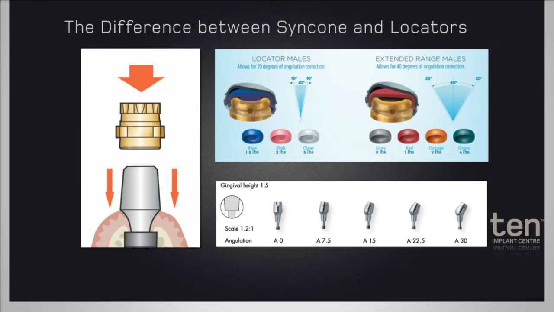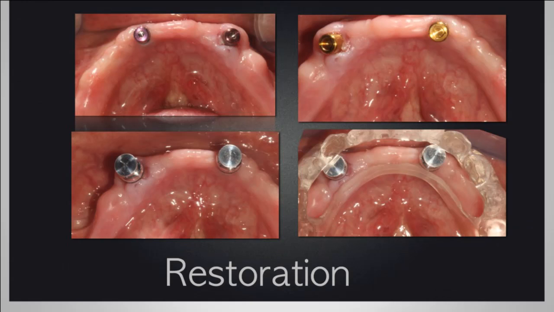With locators, the angular compensation is done via the attachment, either the locator male, the normal range, the standard range, or the extended range males. There are a new series of attachments coming from locators, some of which are going to be out very soon.